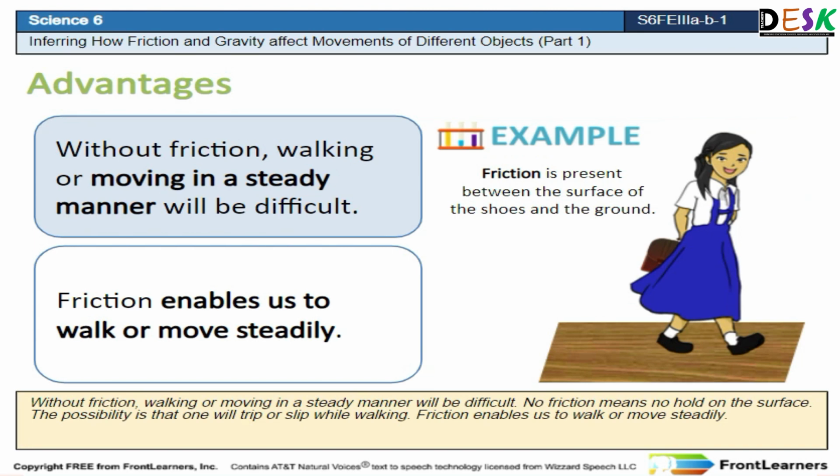Without friction, walking or moving in a steady manner will be difficult. No friction means no hold on the surface. The possibility is that one will trip or slip while walking. Friction enables us to walk or move steadily.